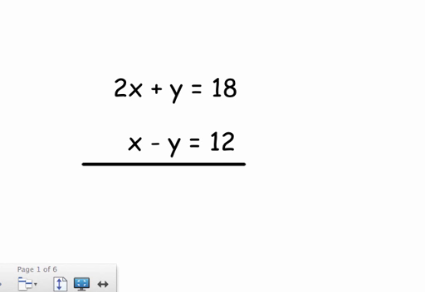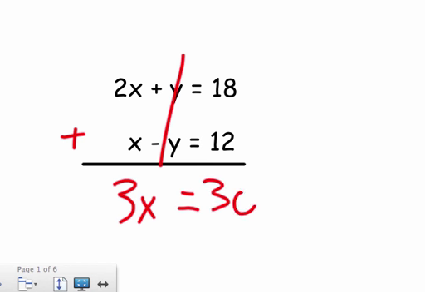If I added a plus y and a minus y together, don't they eliminate each other, right? They would cancel. So if I add these two equations, the y's would eliminate each other, because a y plus a negative y cancel each other. Then I just add everything else. 2x plus an x is a 3x. Bring my equal sign down. And 18 plus 12 is 30. And now I have an equation to solve for x. I solve for x, and then I have to plug back in and find y. We'll do that here in just a second.